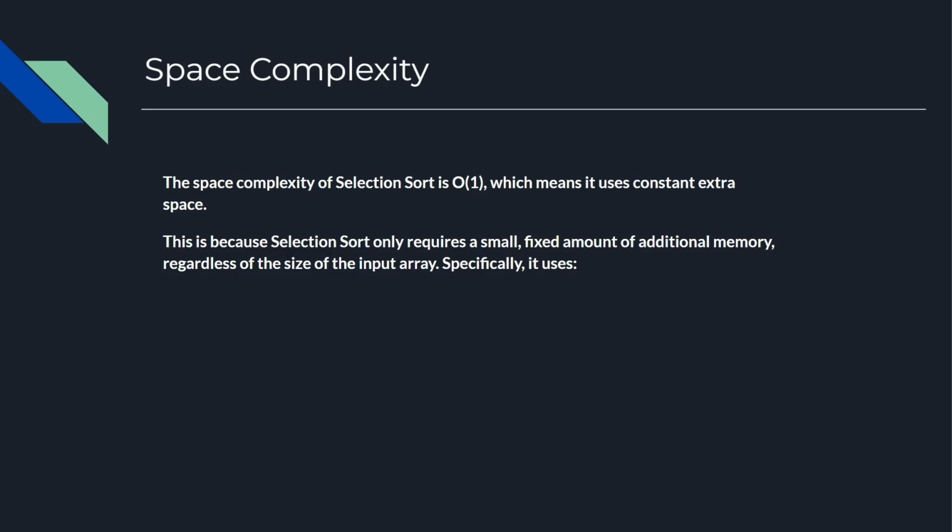While its time complexity may not be ideal for large datasets, one of its advantages is its O of 1 space complexity. Space complexity refers to the amount of additional memory the algorithm needs to run. With selection sort, we don't need extra arrays or dynamic memory structures, just a few variables for the indices and a temporary variable to swap elements.